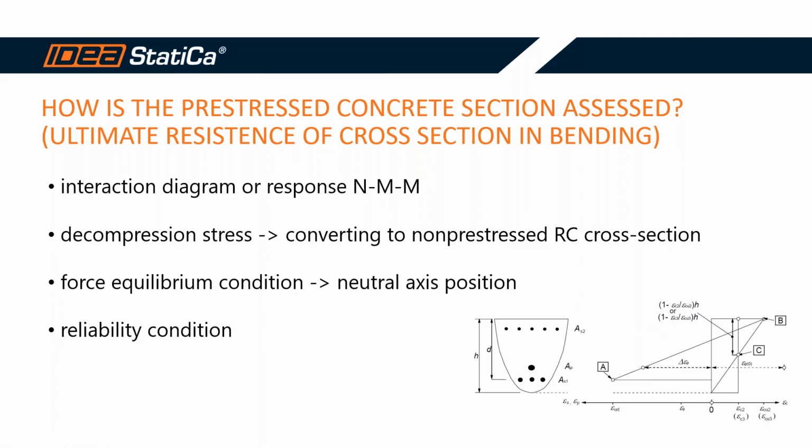At the bottom part of this slide, I added a picture which is borrowed from the code actually, and this is the general cross-section of general shape, with reinforcement and pre-stressing steel. Here you can see the characteristic points of the interaction diagram, the strain of pre-stressing steel, and also the contribution of pre-stressing steel.